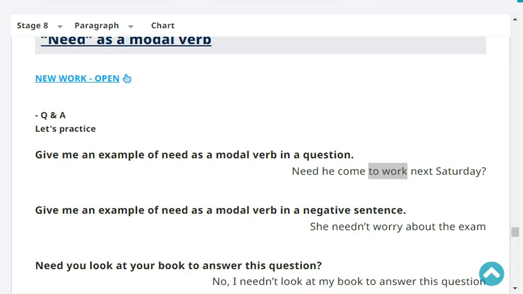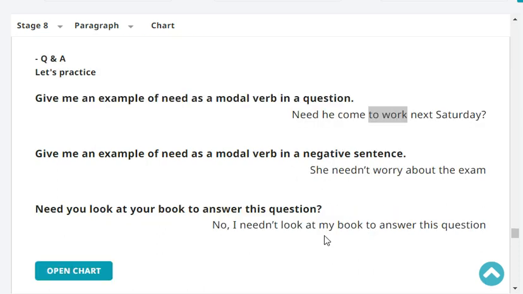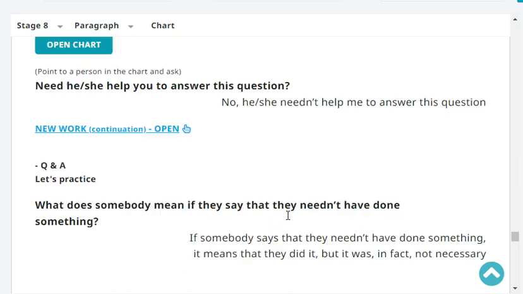Give me an example of need as a modal verb in a negative sentence, please. He needn't worry about the exam. Very good. Need you look at your book to answer that question? No, I needn't look at my book to answer the question. Very good.